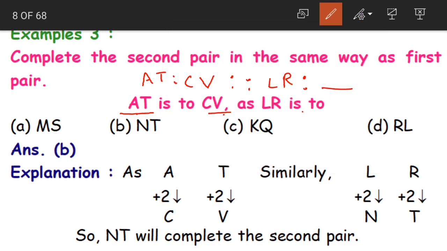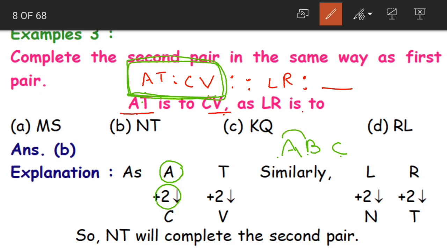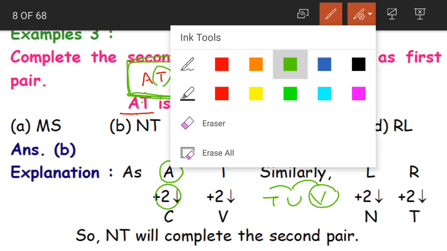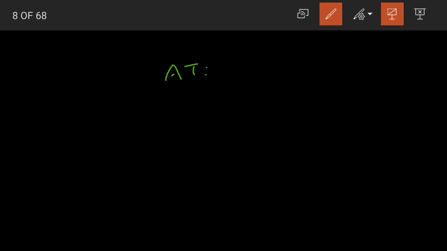If we look at the given first pair of letters, AT is to CV. First, we need to understand the relationship between AT and CV. If we look at the alphabets A, B, C, if we move 2 steps from A, we will get our C. In the same way, the second letter is T, right? If we look at the alphabets, again if we move 2 steps from T, we will get our V. See children, let me write it here. AT is to CV.